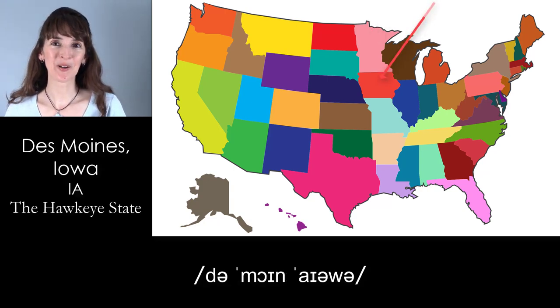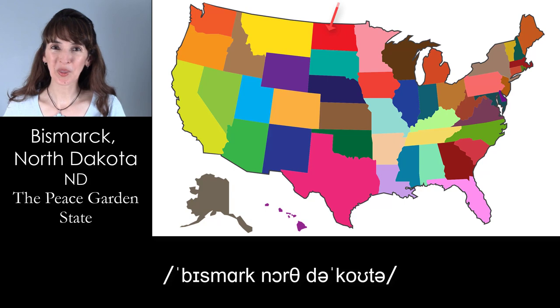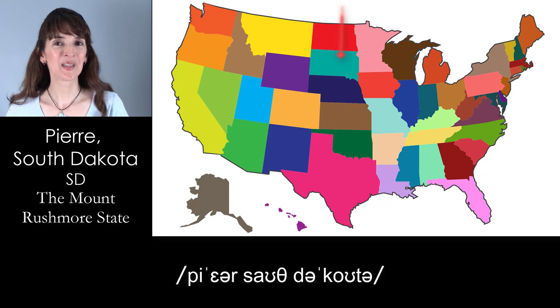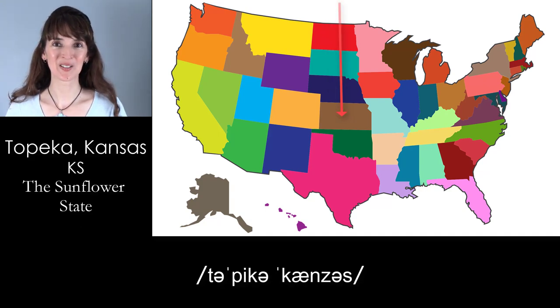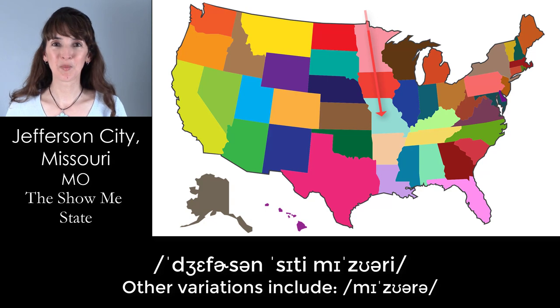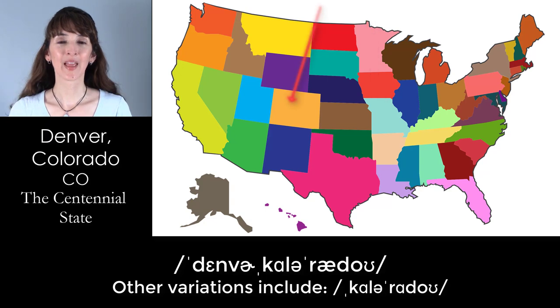Des Moines, Iowa, the Hawkeye State. Bismarck, North Dakota, the Peace Garden State. Pierre, South Dakota, the Mount Rushmore State. Lincoln, Nebraska, the Cornhusker State. Topeka, Kansas, the Sunflower State. Jefferson City, Missouri, the Show Me State. Denver, Colorado, the Centennial State.